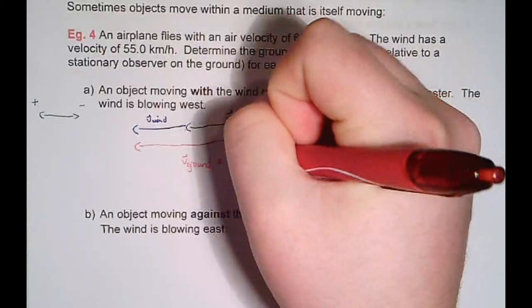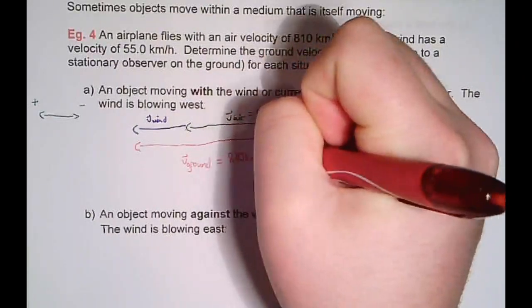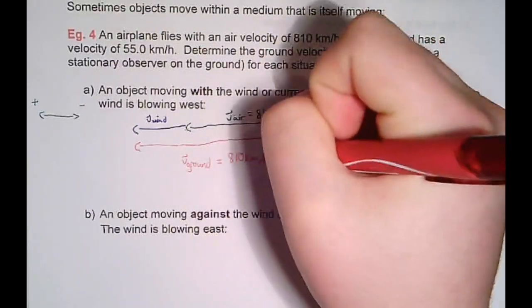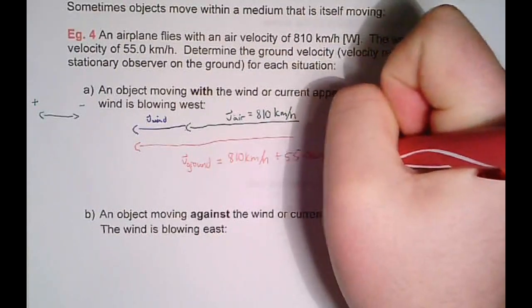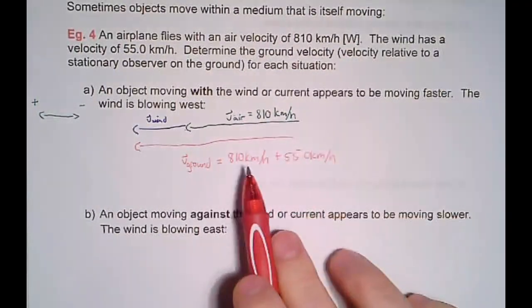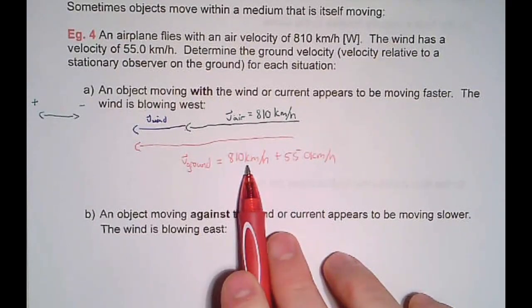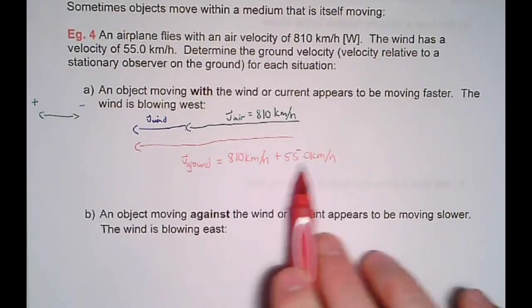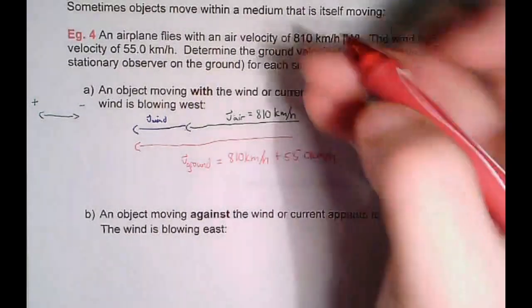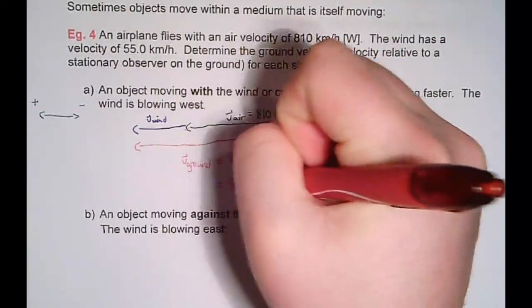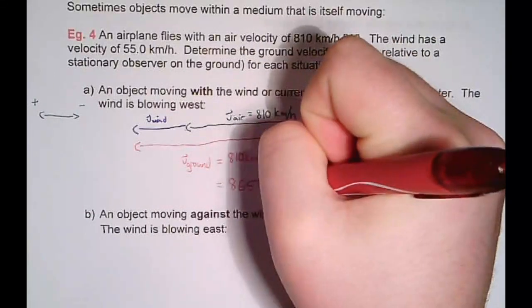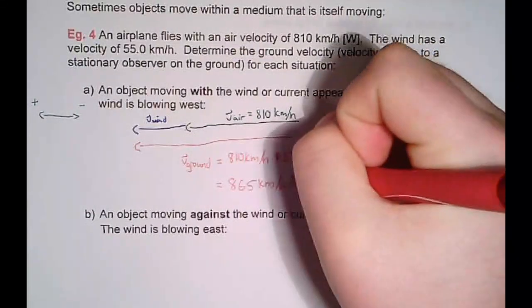So we have 810 kilometers per hour plus 55 kilometers per hour, the velocity from the airplane, and the velocity from the wind. That all together gives us a velocity of 865 kilometers per hour to the west.